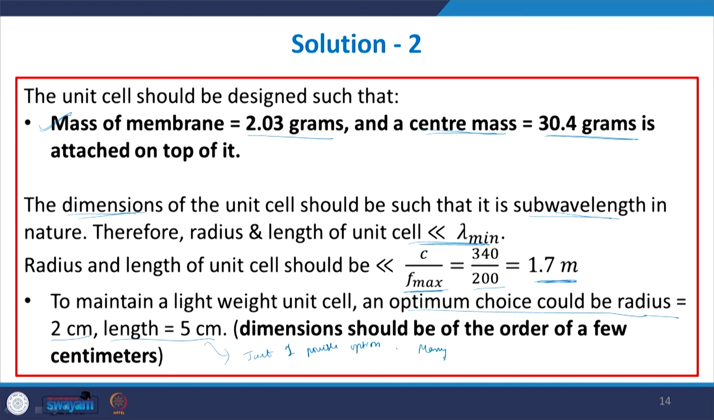Many such dimensions can be chosen with the constraint that they are less than or equal to, let us say, 10 centimeters, something within 10 centimeter range should work fine. So, we have solved these two problems here, and with this I would like to end the lectures on membrane type acoustic metamaterials. Thank you.